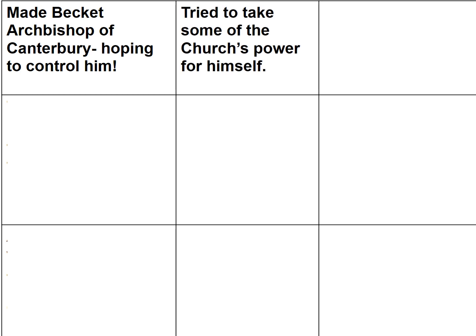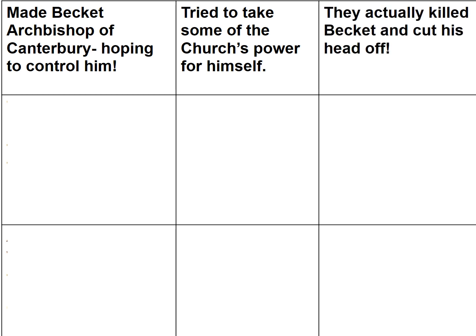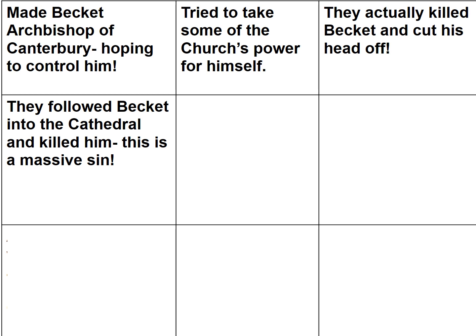Tried to take some of the church's power for himself. Again, is that the king, the knights, or Becket? They actually killed Becket and cut his head off. Is that the king, the knights, or Becket? You get the idea by now. They followed Becket into the cathedral and killed him.